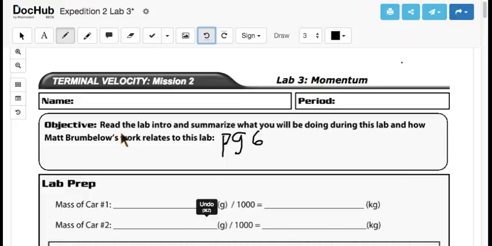The very first thing you'll need to do is read the lab intro and summarize what you will be doing during this lab and how Matt Brumbelow's work relates to this lab. That's found on page 61 of your textbook. So read page 61 and then write how this lab relates to his work in the space provided. You will need to do that before you show up for the lab. So this is part of your pre-lab. This needs to be answered when you come to class.